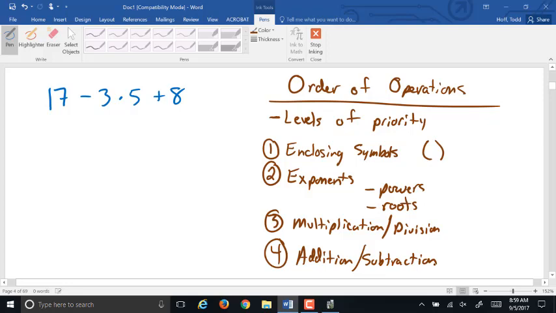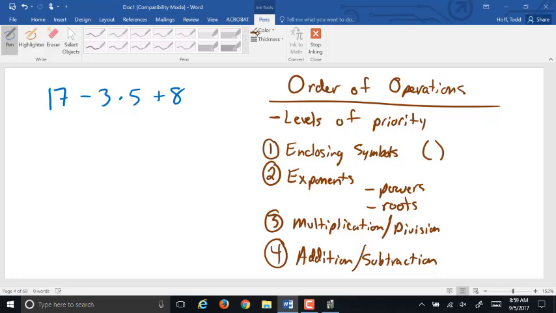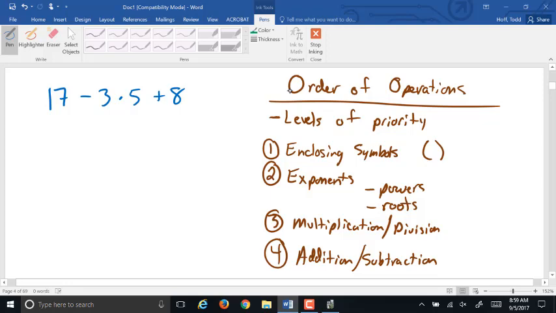Now that doesn't mean addition and subtraction can't happen before any of the other operations. It can if something in our levels of priority says it should. And we'll see examples where that happens as we go through the rest of the class here. So back up to our original problem here.